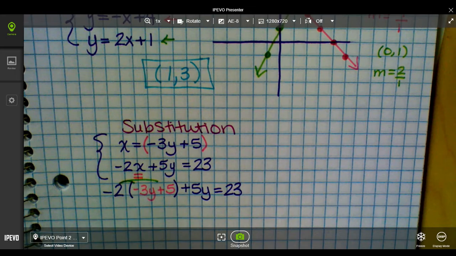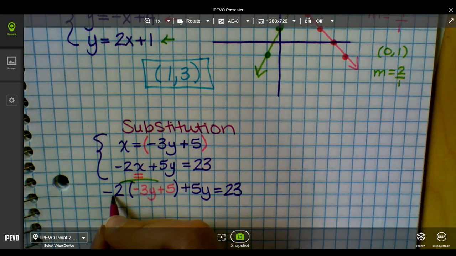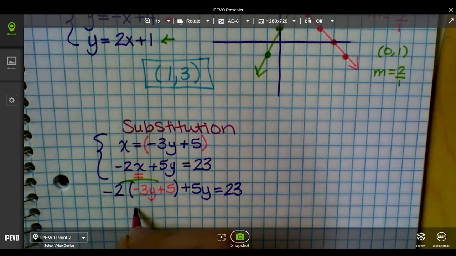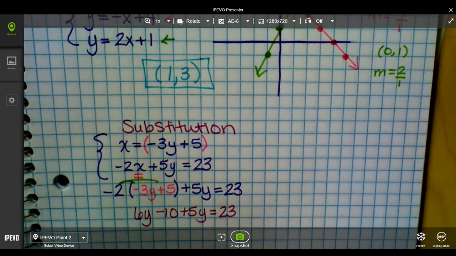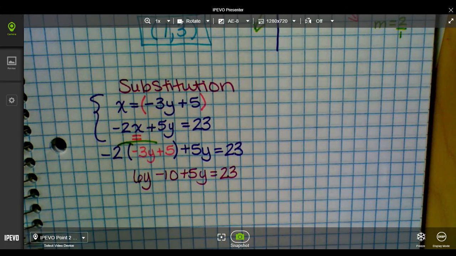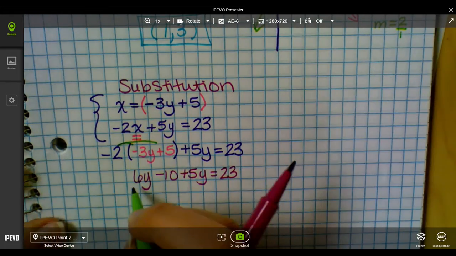That is going to change my signs a little bit. So -2 times -3y is going to be positive 6y. -2 times positive 5 is -10. And then plus 5y equals 23. And then I just have to combine like terms.